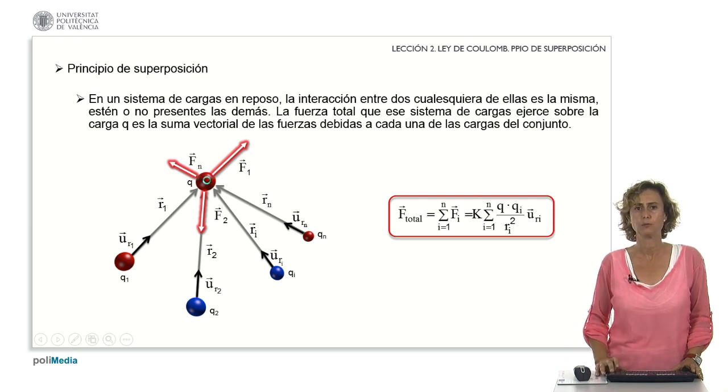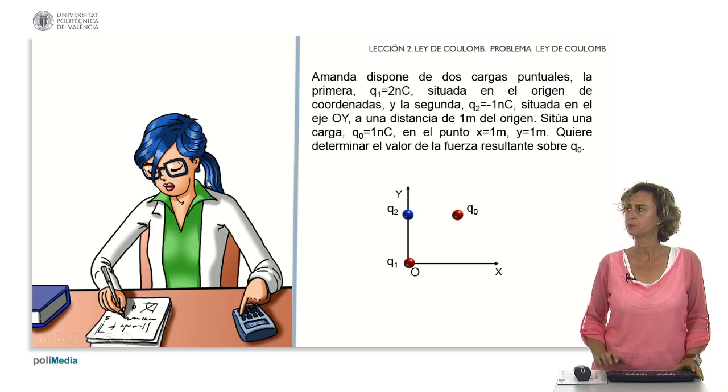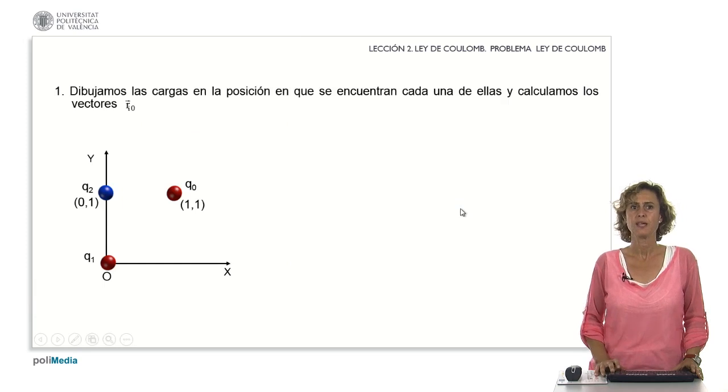Let's see an example. We have two point charges, the first of 2 nanocoulombs located at the origin of coordinates, and the second of -1 nanocoulomb located on the OY axis at a distance of 1 meter from the origin. You place a charge Q sub 0 of 1 nanocoulomb at the point (1, 0) meters, that is at this point here, and you want to determine the value of the resultant force, the force that these two exert on Q sub 0.